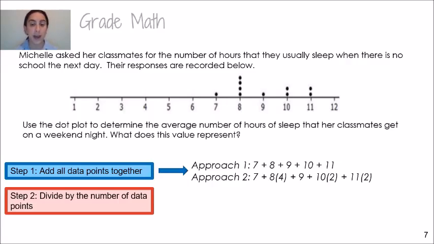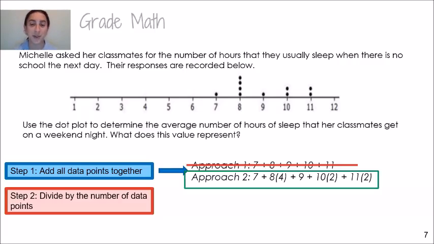Approach number 1 would be to add 7 plus 8 plus 9 plus 10 plus 11, and then you see approach 2 below. Do you agree that we should follow approach 1 or approach 2 as our first step in finding the mean? When I say vote, you'll hold up a 1 or a 2 so your teacher can see your response and then call on one scholar before we come back together. Ready? Vote.